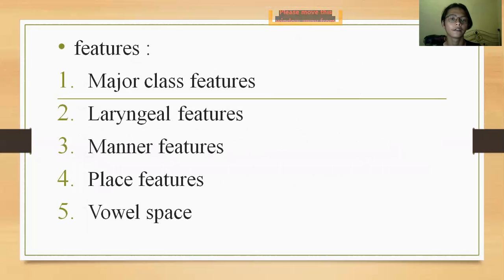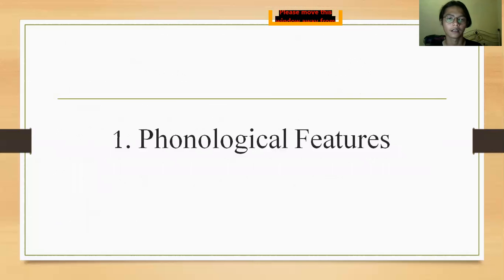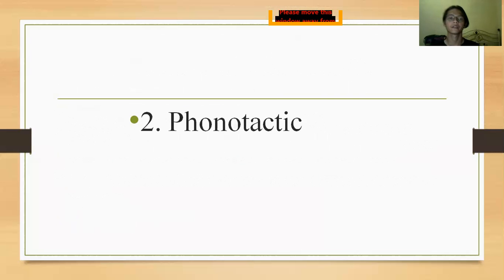Then the features: number one is major class features. Number two, laryngeal features. Number three, manner features. Number four, place features. Number five, vowel space. So that's all from phonological features.